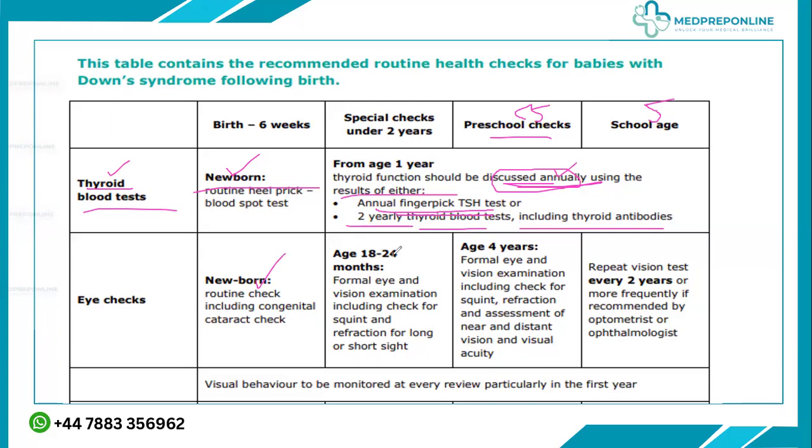Then at age 18 to 24 months, a formal eye and vision examination, including a check for squint and refraction for long or short sightedness, which can be a complication of Down syndrome. Then at age four, again a formal eye and vision examination, including check for squint and refraction assessment, near and distance. Then we repeat these vision tests every 2 years, which is recommended by the optometrist and the ophthalmologist.